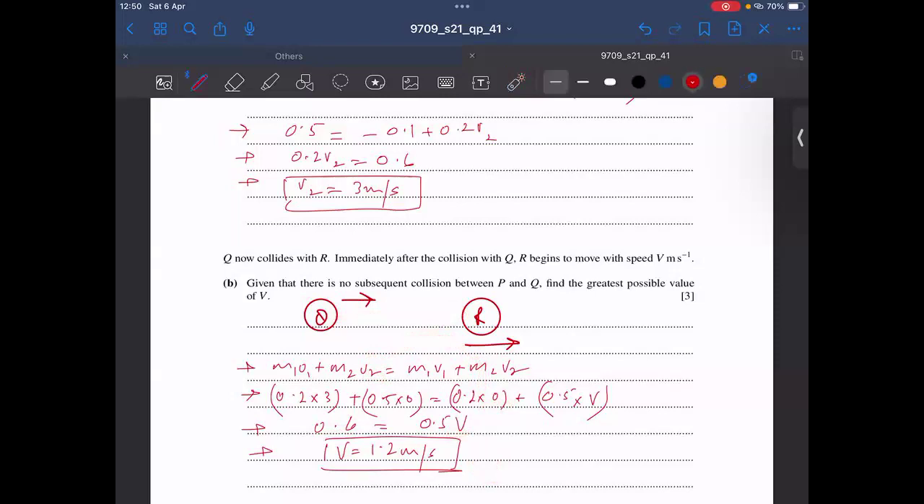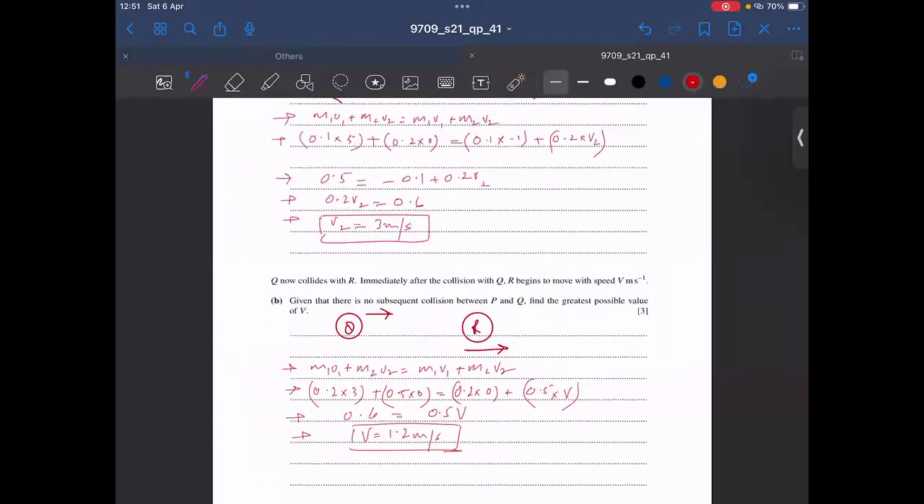Is it clear or not, Ms. Amna Rizwan? Ms. Aisha? Yes, sir. Yes.